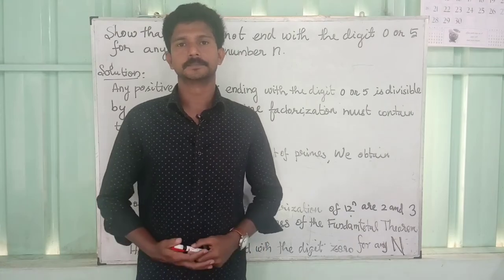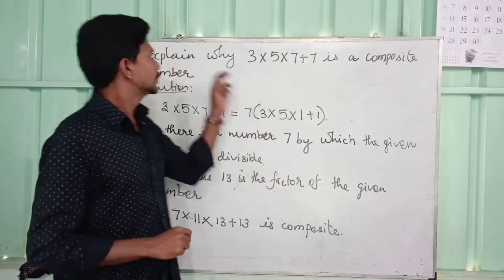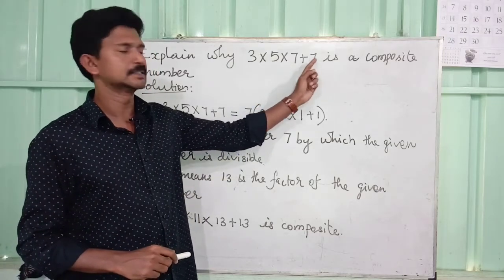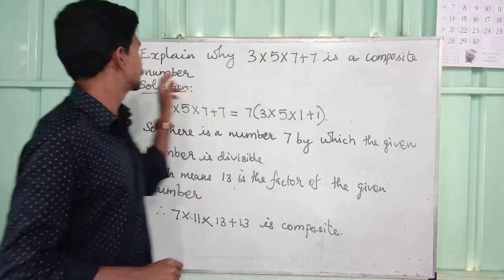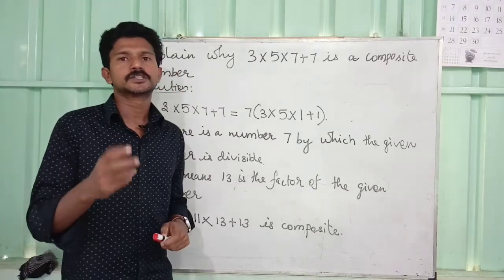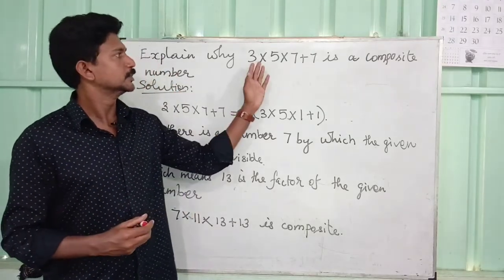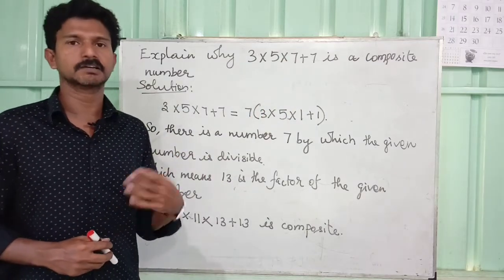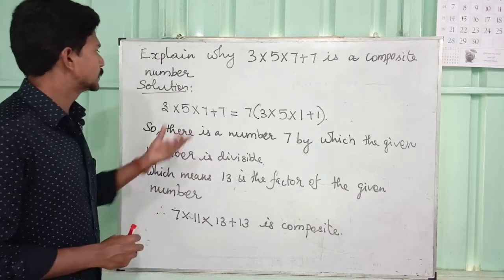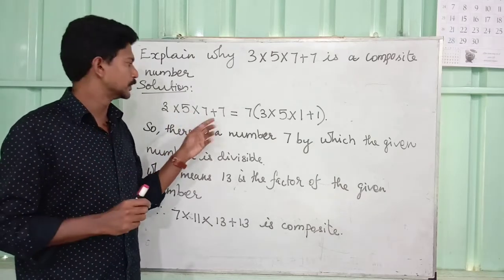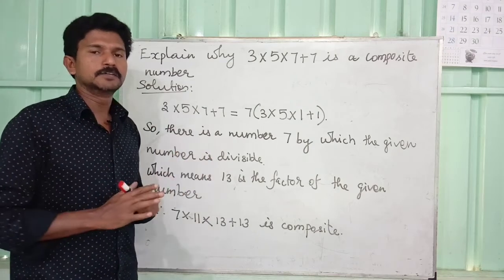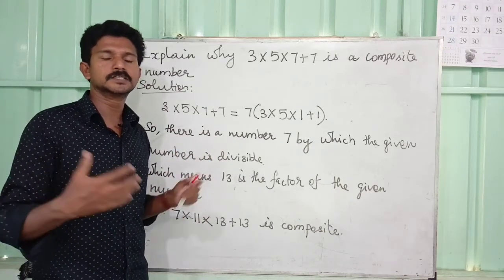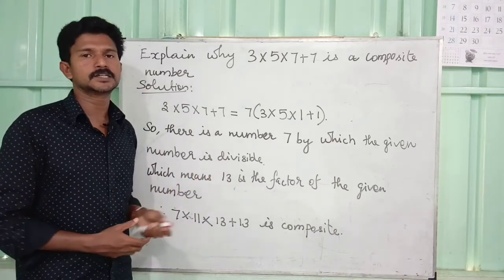Let us see another problem. Problem of this video: explain why 3 into 5 into 7 plus 7 is a composite number. So why is 3 into 5 into 7 plus 7 a composite number? We have to state the reason. This is the way we have to do it. We will get such questions in board exams also, and we can see the same pattern of questions in the exercise too.